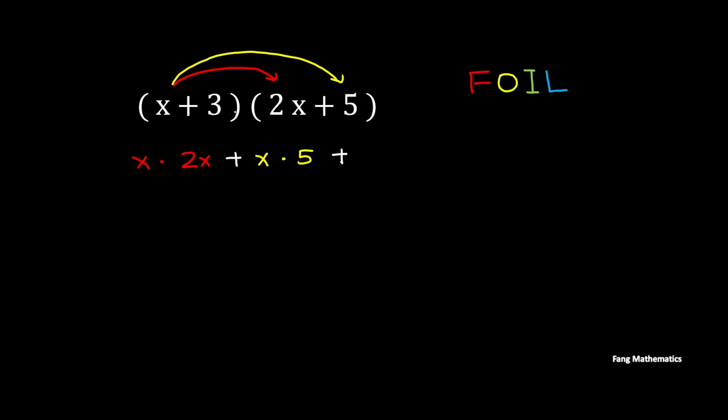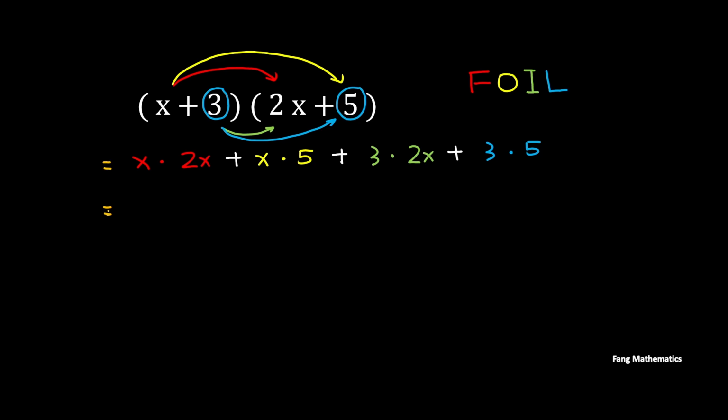The next, you have I. I tells you inner, 3 and 2x. Three times 2x. And last means the last term in each binomial. I believe you should get 3 and 5. If you look at the four terms here, each term is separated by the plus sign.